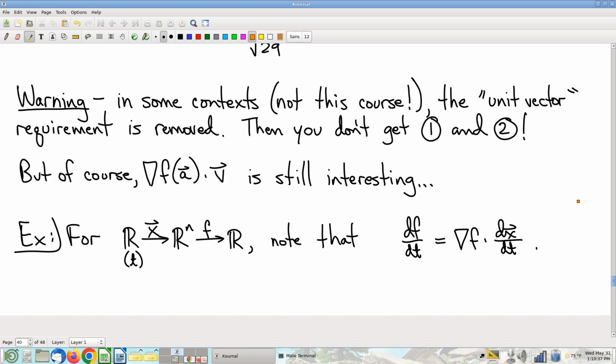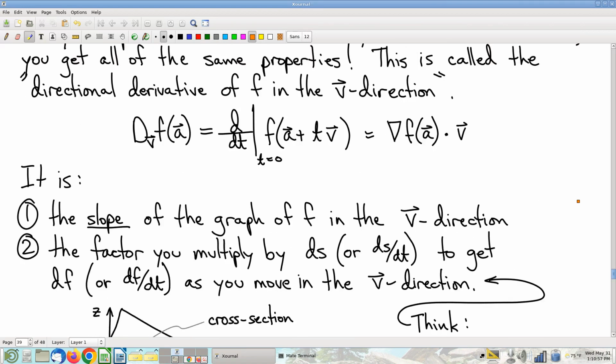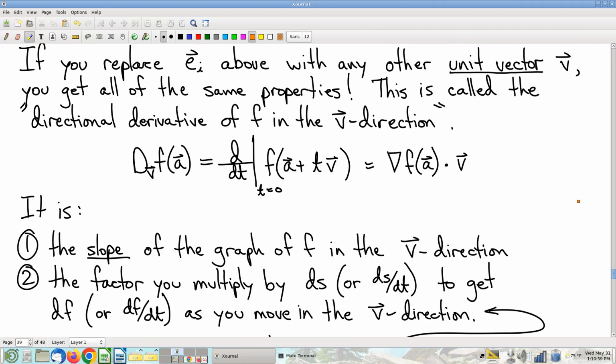Some indication one way or another as to which they might mean. And if you can't determine it from context clues, then just straight up ask them. Say, just a clarification, which sense of directional derivative are you using? Right. Okay.